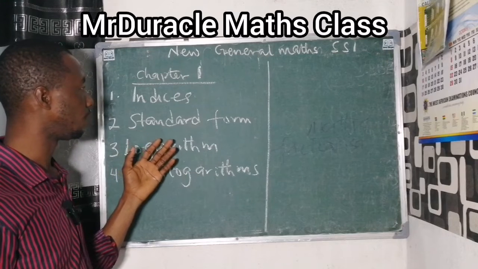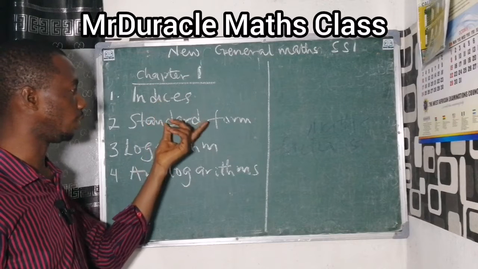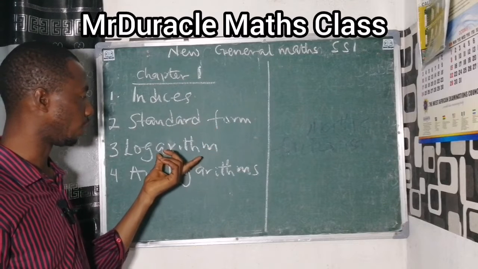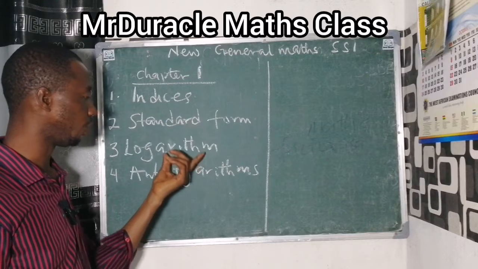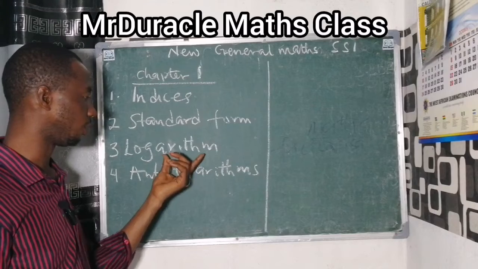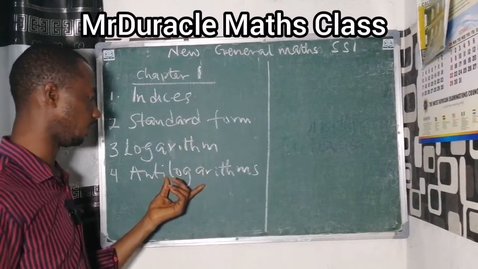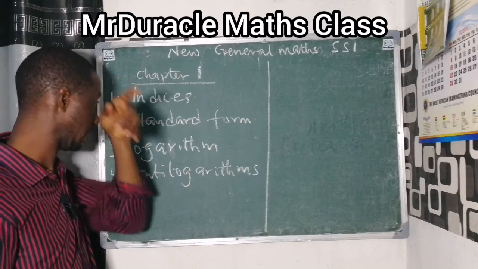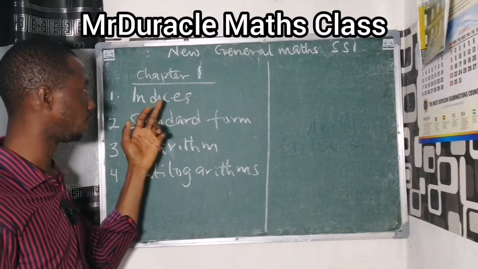And of course, they are very important because they are all connected to each other. You need knowledge of indices to handle standard form problems. You need standard form knowledge to handle logarithm problems. And for you to solve anti-logarithm, you need your logarithm. So logarithm is like the opposite of anti-logarithm. If you go from here to the other side, and from the other side back to this place, that's anti-logarithm. So these are the four topics in SS1 New General Mathematics chapter one.